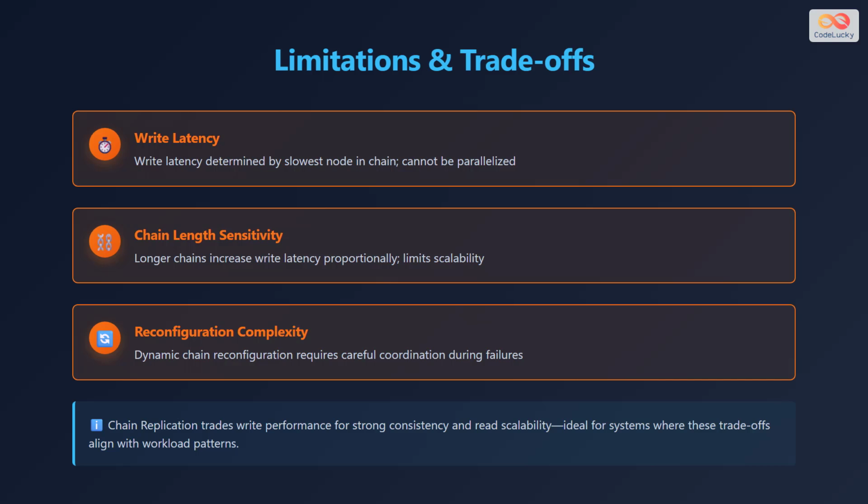Like any system, chain replication has limitations. Write latency is determined by the slowest node in the chain because updates cannot be parallelized across servers. Longer chains increase write latency proportionally, limiting how many servers you can add. Chain reconfiguration during failures requires careful coordination to maintain consistency. Despite these trade-offs, chain replication excels in systems where strong consistency and read scalability are more important than fast write performance.